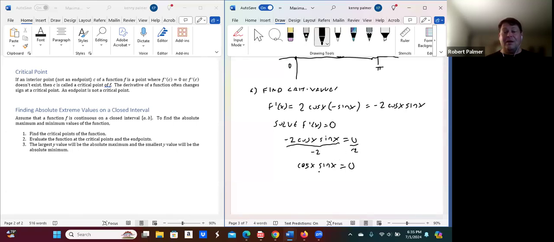Now, if either cosine of x or sine of x is 0, it makes the whole thing 0. So I can essentially solve each one of these separately. The cosine of x equals 0, and the sine of x equals 0. Now remember, we're also on the interval from 0 to 2 pi.